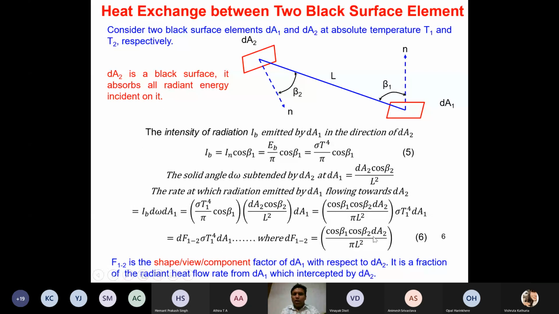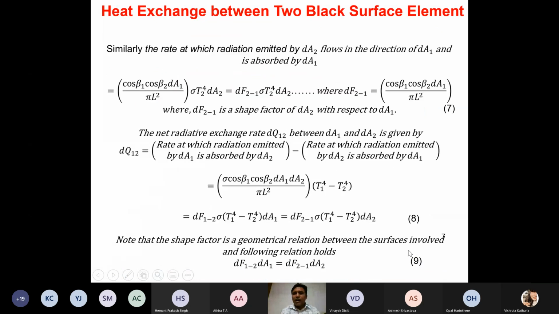With the same analogy as what we used in equation 6, equation number 7 is written here, where this bracket is represented as dF21. This is nothing but the shape factor of surface area 2 with respect to 1.